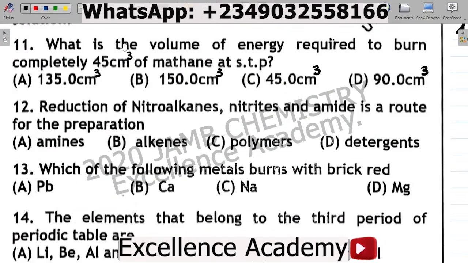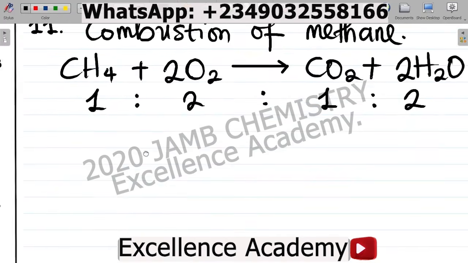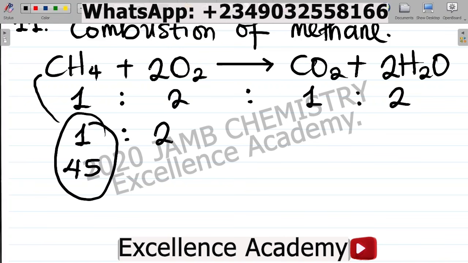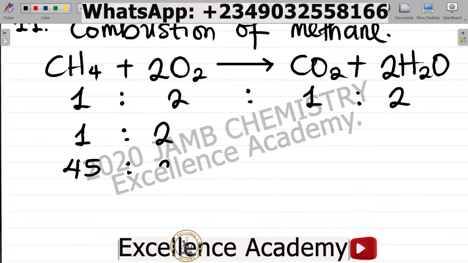Coming back to the question, they said, what is the volume of energy required to burn completely 45 cm cube of methane? Now, if I go with volume, you can see that for 1 cm cube of methane, I need 2 cm cube of oxygen. So if I have 45 cm cube of methane, I'll write this under methane. Methane is actually CH4, right? Now for 45 cm cube of methane, the volume of oxygen, let's call it X.